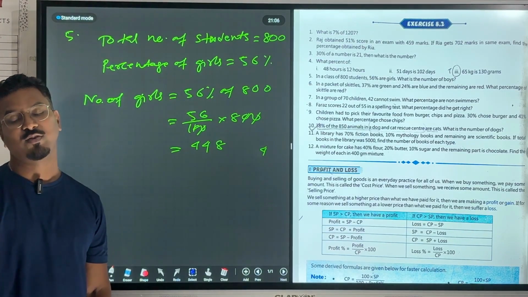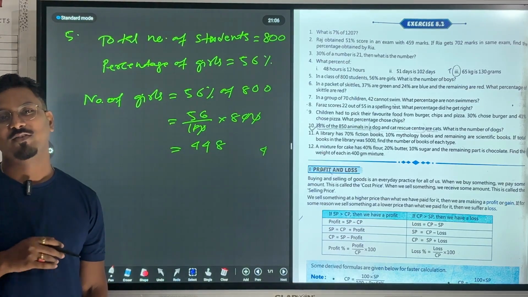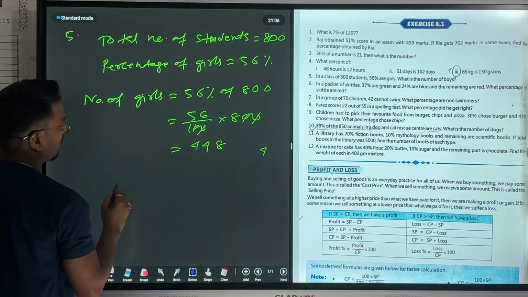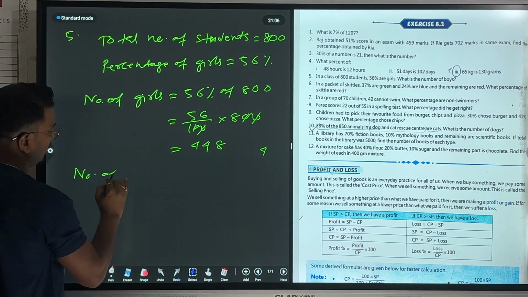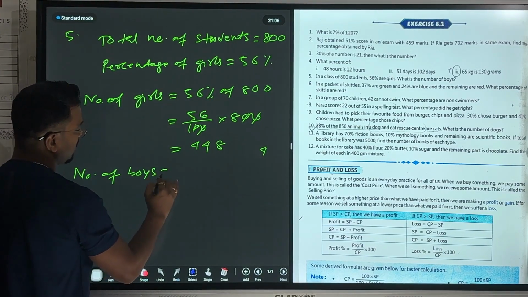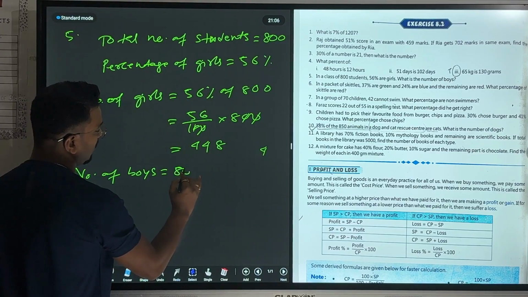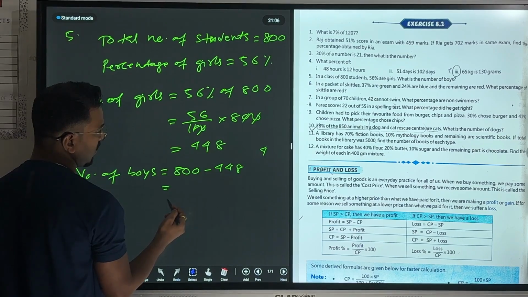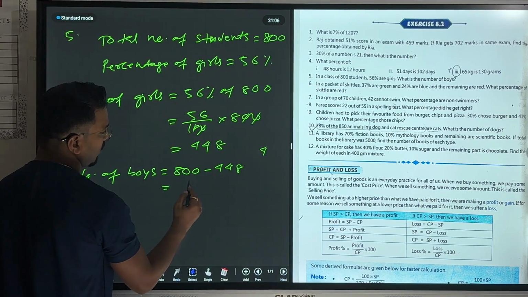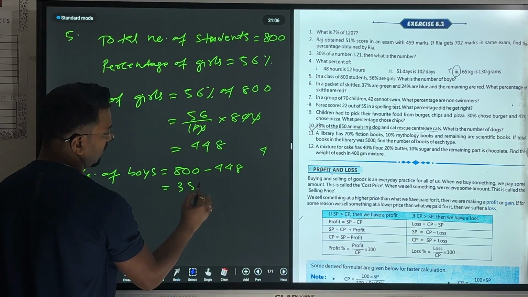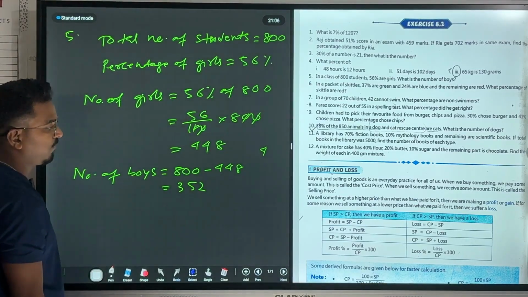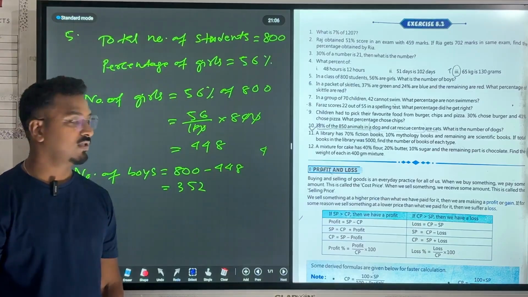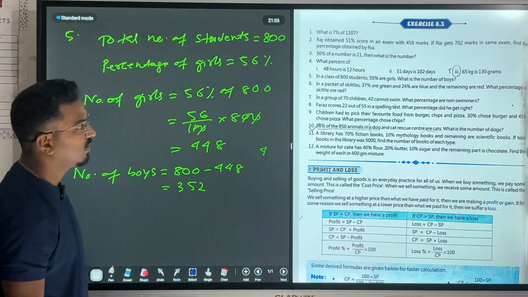The total number of students is 800. So, what will be the number of boys? The number of boys will become total minus number of girls. So, the number of boys is equal to 800 minus 448. If you subtract it, how much will you get? 352. Yes, it will become 352. So, the number of boys is 352. Clear?